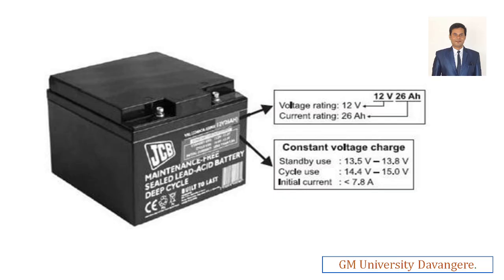Alright, this is an actual battery from the manufacturer JCB, where they have shown the battery ratings of 12 volts and 26 amperes of current. Right, these are the ratings in which we can find the battery specifications.